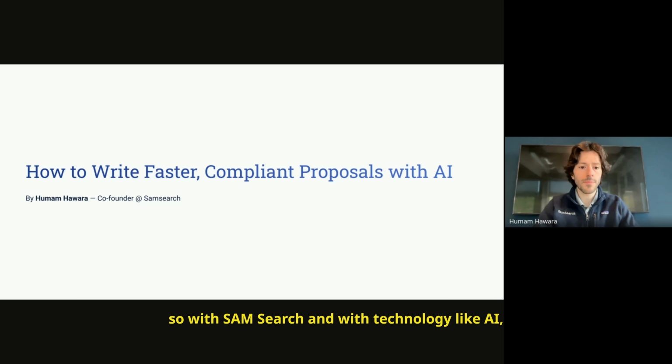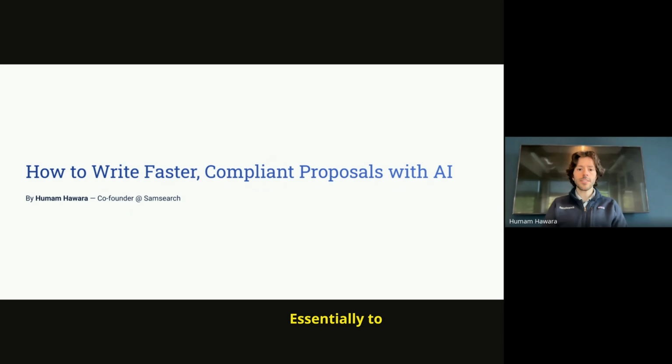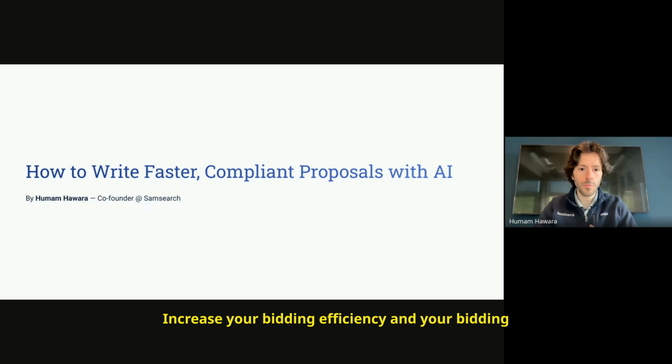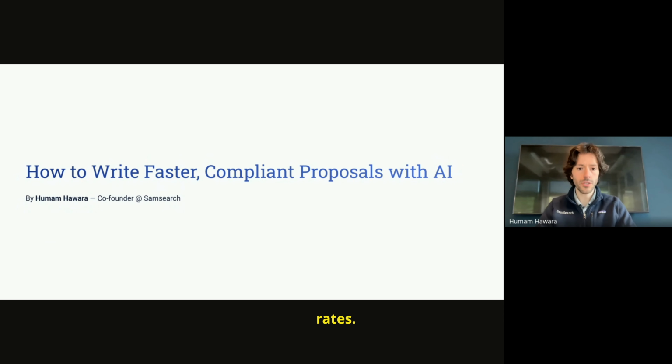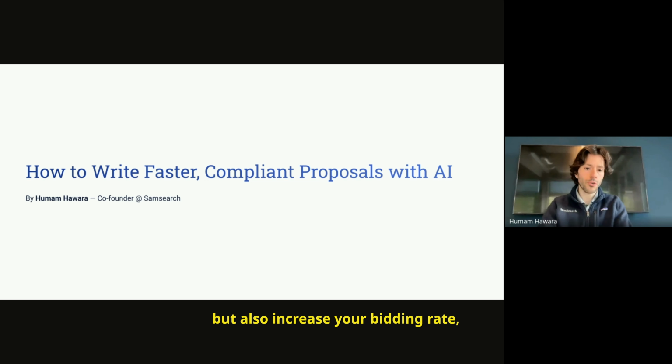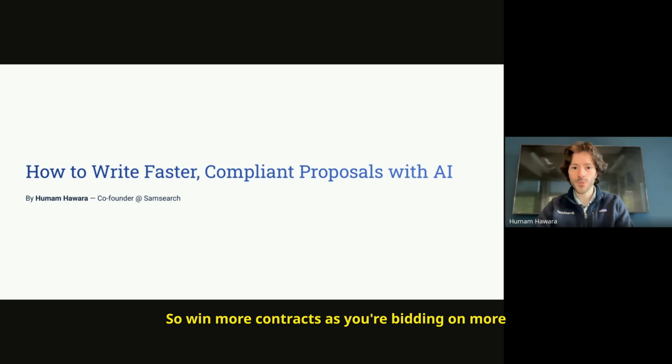So with SamSearch and with technology like AI, we try to make that process a bit more efficient for teams to bid more efficiently on government contracts, essentially to go about two goals: increase your bidding efficiency and your bidding rate, so bid on more contracts within a specific amount of time, but also increase your winning rate, so win more contracts as you're bidding on more contracts as well.